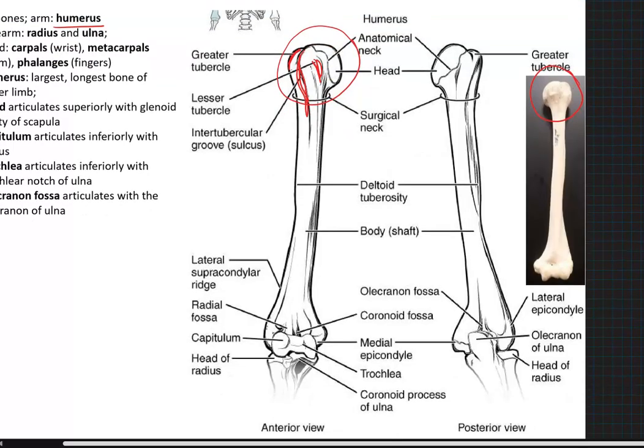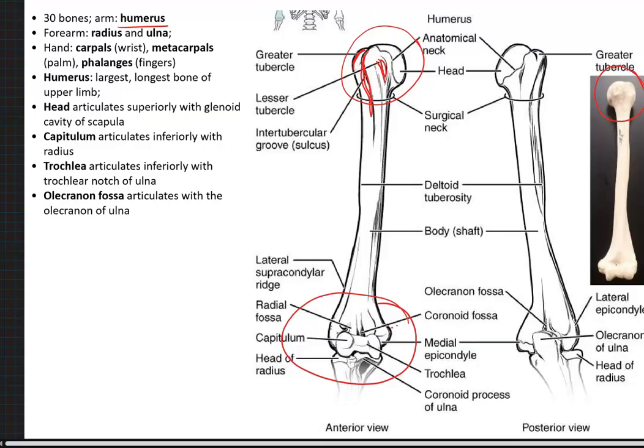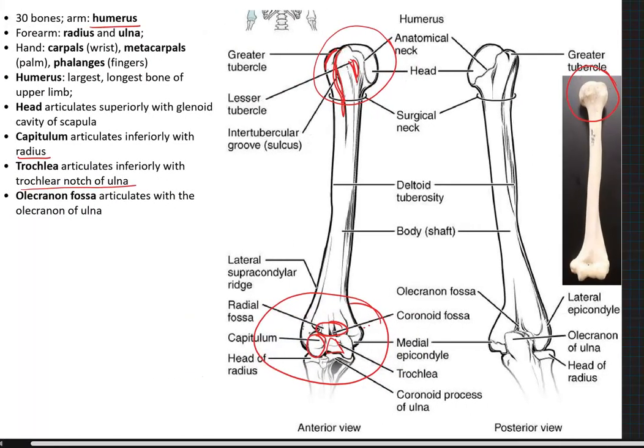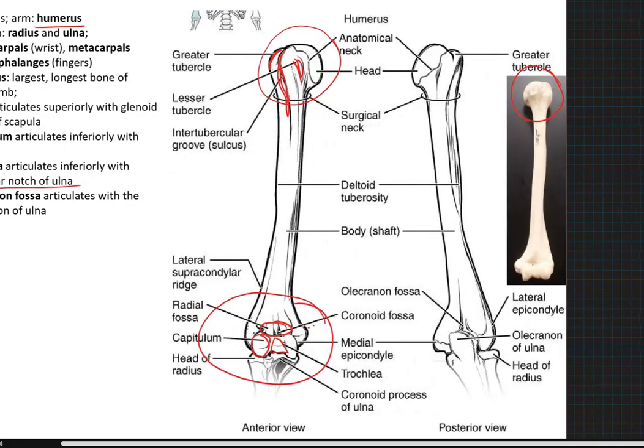And then I'm going to highlight what you need to know. On the distal end of the humerus, you can clearly see several structures. One of them is the capitulum, the site of articulation with the bone called radius. Trochlea, remember trochlea means pulley, so it articulates with the ulna. And then the olecranon fossa, that articulates with the olecranon process in the ulna.